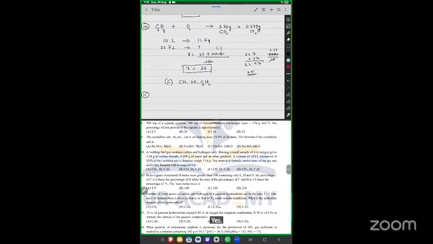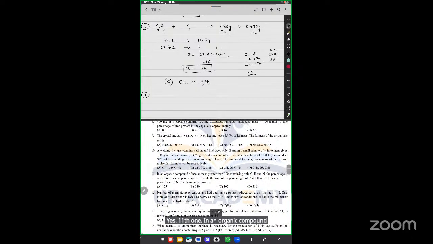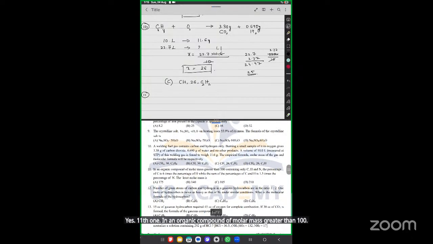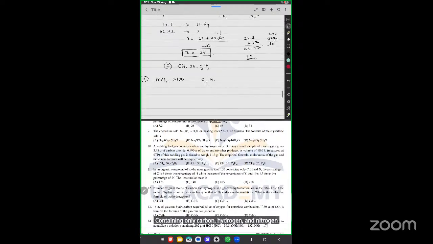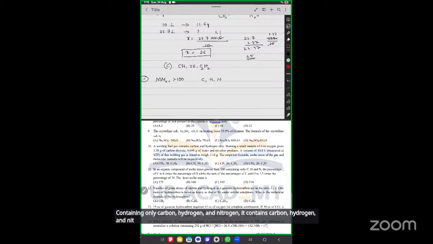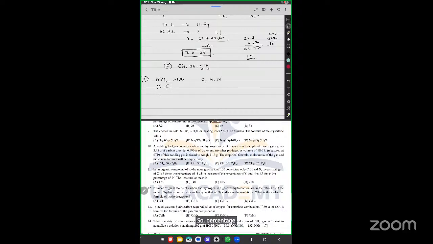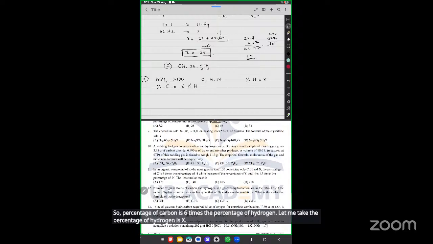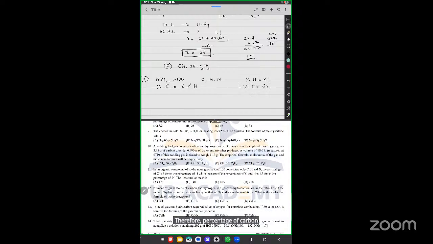11th one. In an organic compound of molar mass greater than 100, containing only carbon, hydrogen, and nitrogen, the percentage of carbon is 6 times the percentage of hydrogen. Let me take the percentage of hydrogen as X. Therefore, the percentage of carbon becomes 6X.